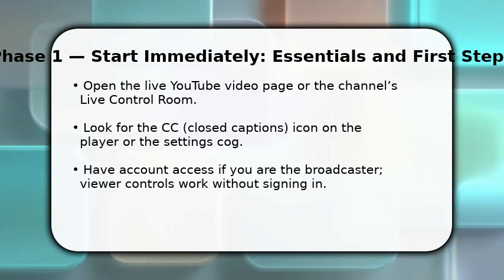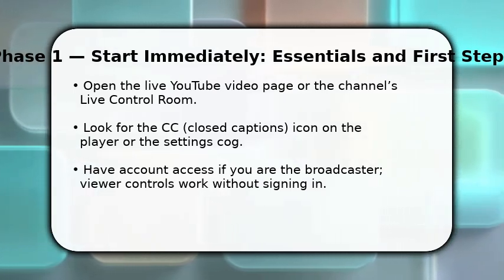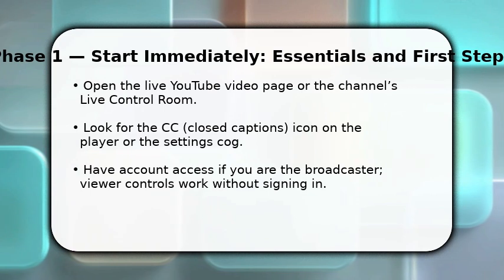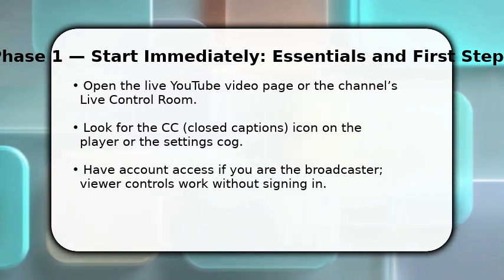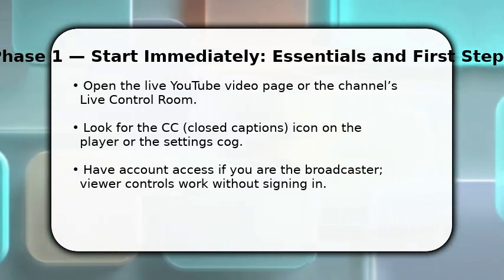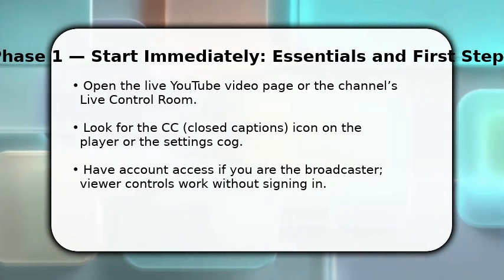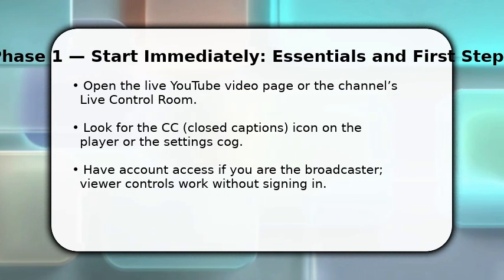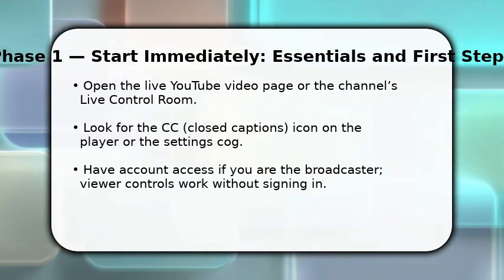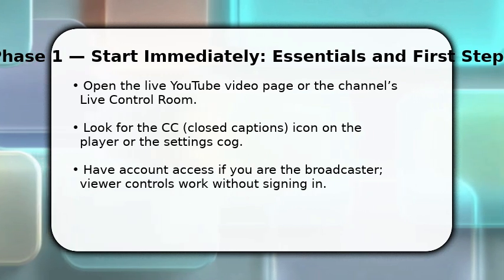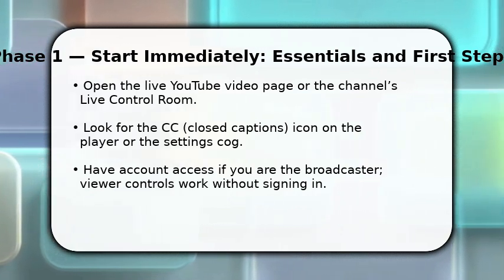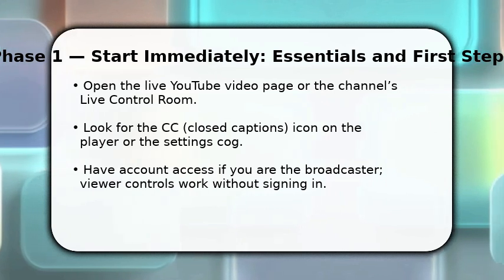Enjoy the video. You start by opening the live video or live control room. You must be on the actual player. Once there, scan the player chrome for the CC icon or the gear settings. If you are the streamer, make sure you're signed into the channel that's broadcasting. As a viewer, you can toggle captions immediately. As the broadcaster, you may need to access stream settings first. Now click the CC icon or the gear to begin disabling captions.